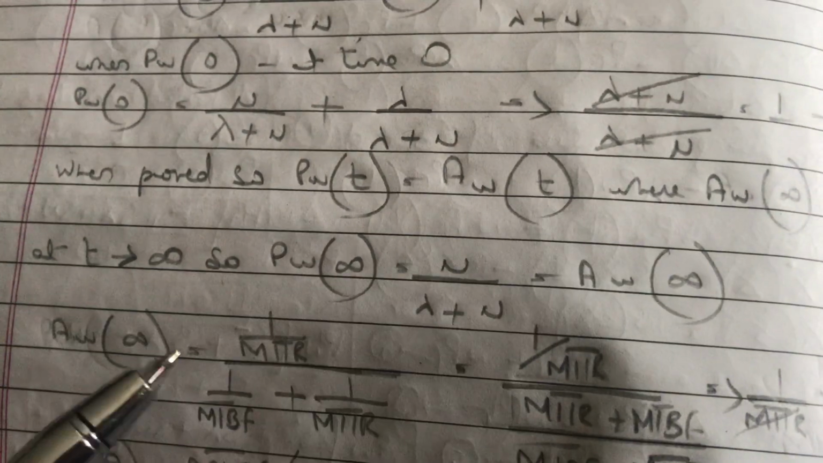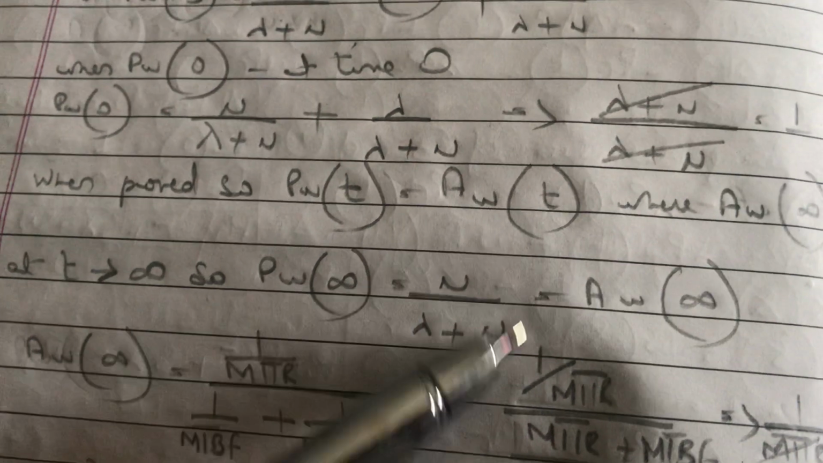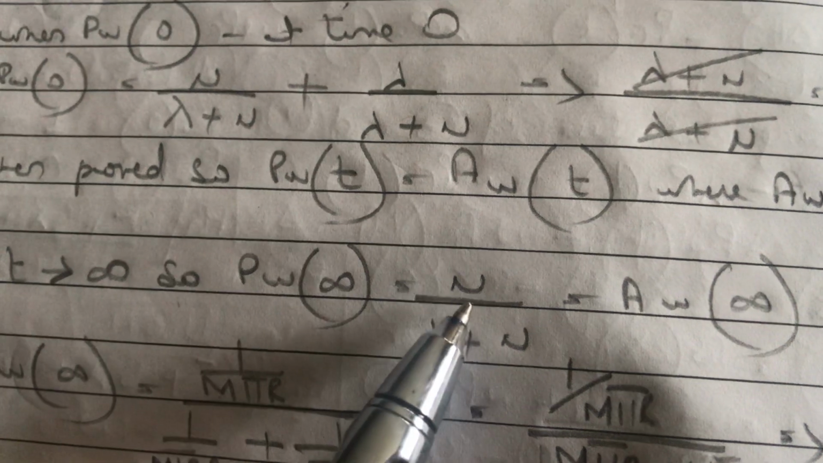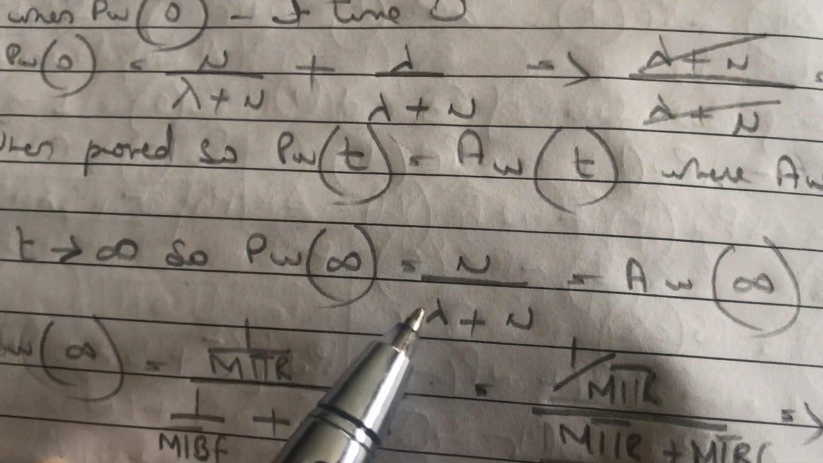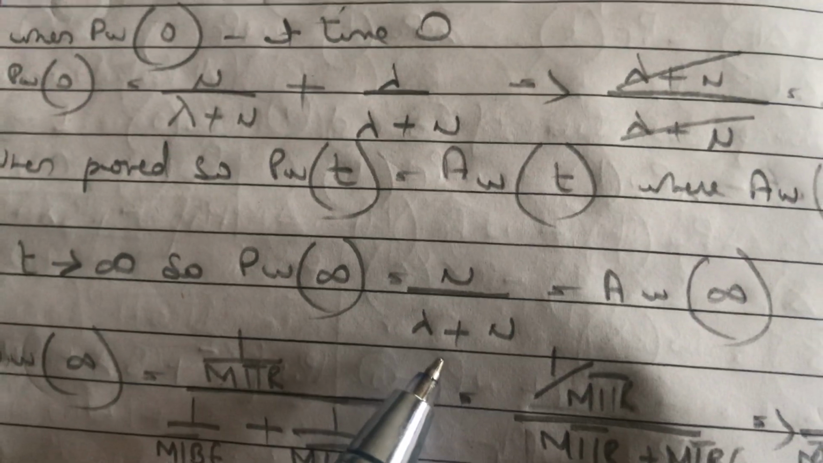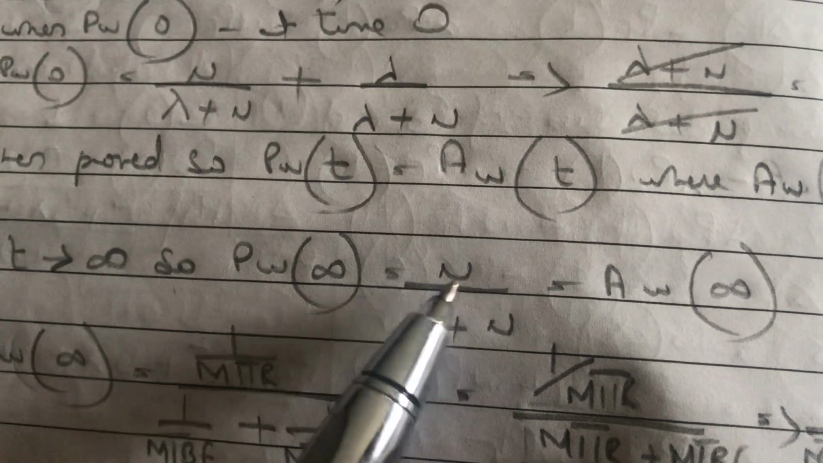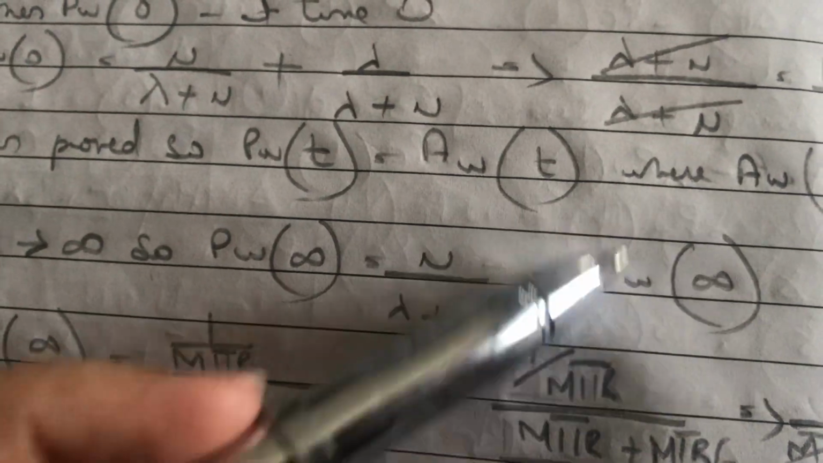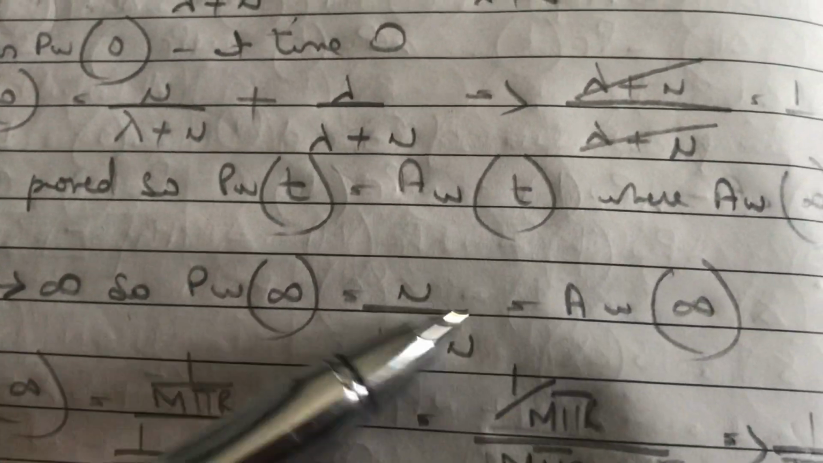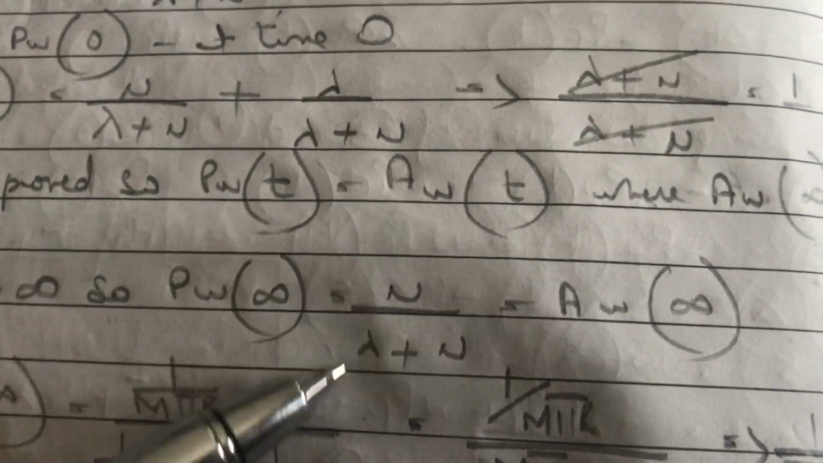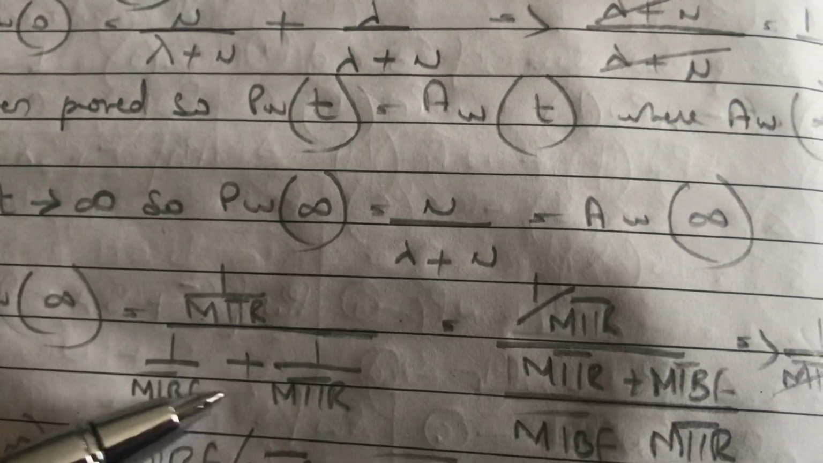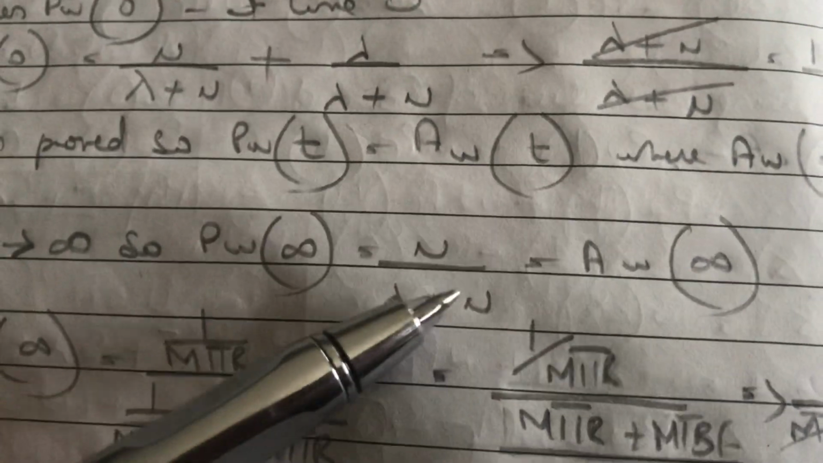Now we are going to keep these things as they are, because I wrote before that mu is equal to 1 over MTTR and lambda is equal to 1 over MTBF. Mu is the repair rate, it is equal to 1 over MTTR. So we are bringing this value into the form of A infinity, AW infinity, replacing it. So we know mu is 1 over MTTR, lambda is 1 over MTBF.